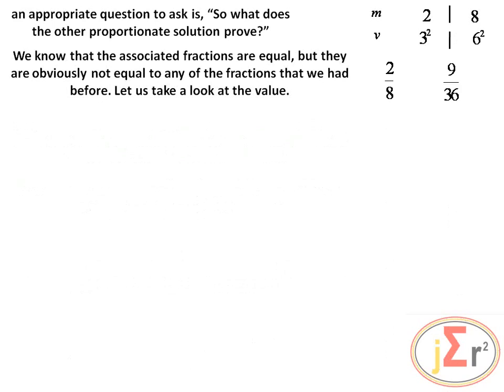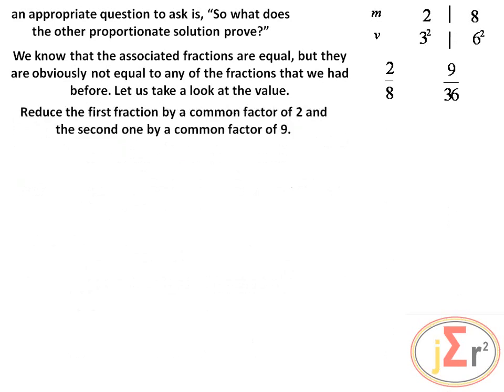We know that the associated fractions are equal, but they are obviously not equal to any of the fractions that we had before. Let us take a look at the value. Reduce the first fraction by a common factor of 2 and the second one by a common factor of 9. 2 into 2 is 1. 2 into 8 is 4. 9 into 9 is 1. And 9 into 36 is 4. Both are equal to a quarter.